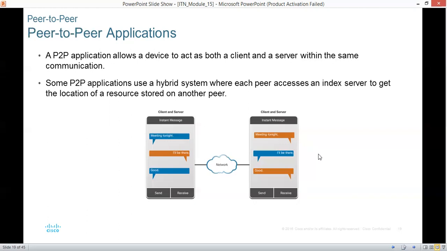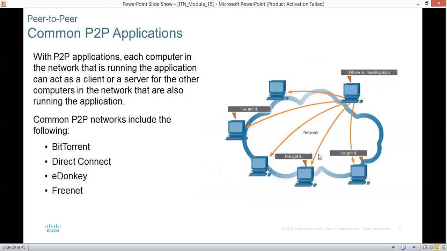I think Torrent is one of those applications that does the same thing. So we have a number of them here. We have the BitTorrent, we have the Direct Connect, we have the eDonkey and the FreeNet.